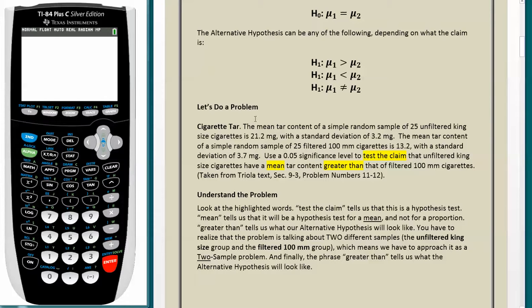So let's do a problem. This problem is called cigarette tar. And I suggest that you pause the video at this point and take a few minutes to read this over and get an idea of what's going on.